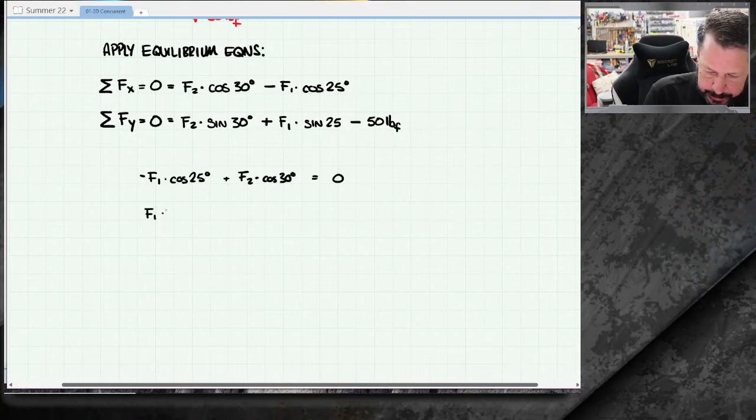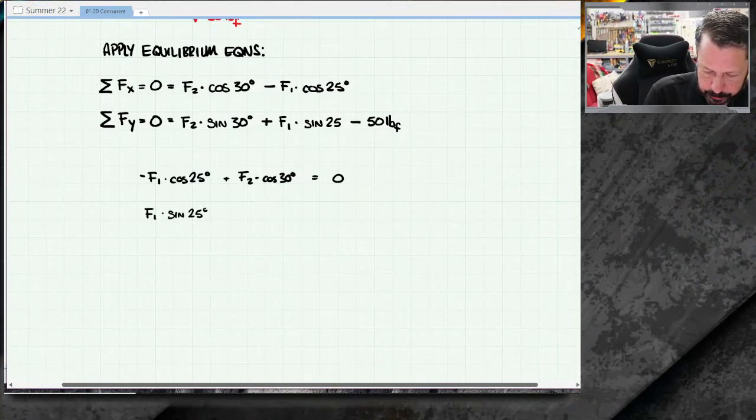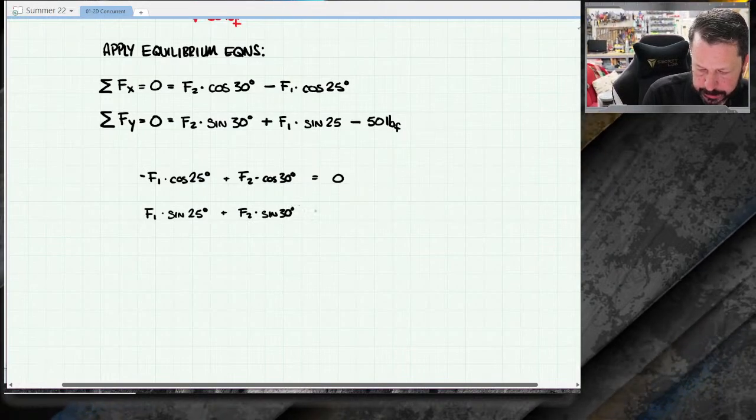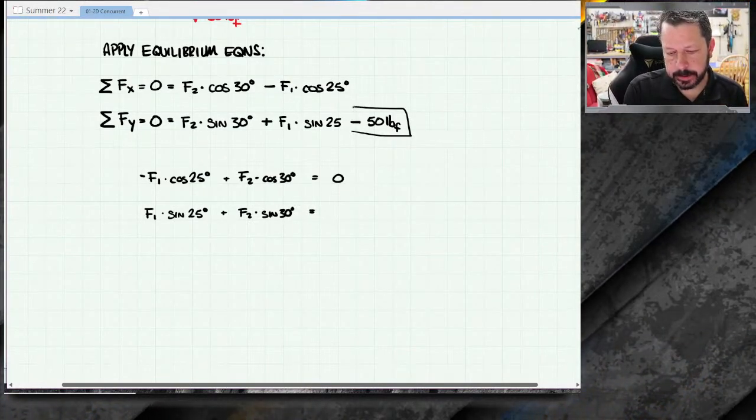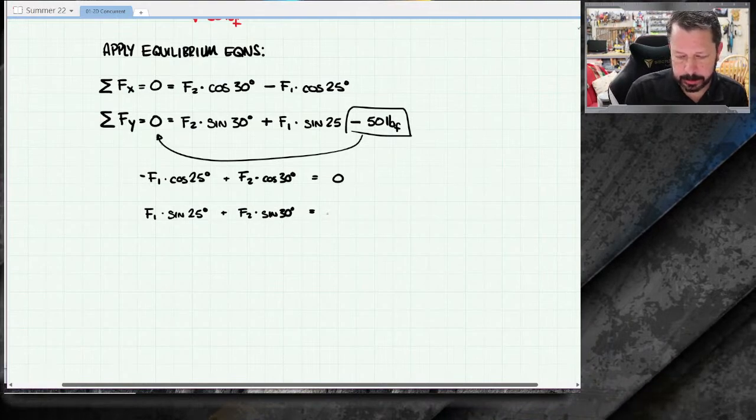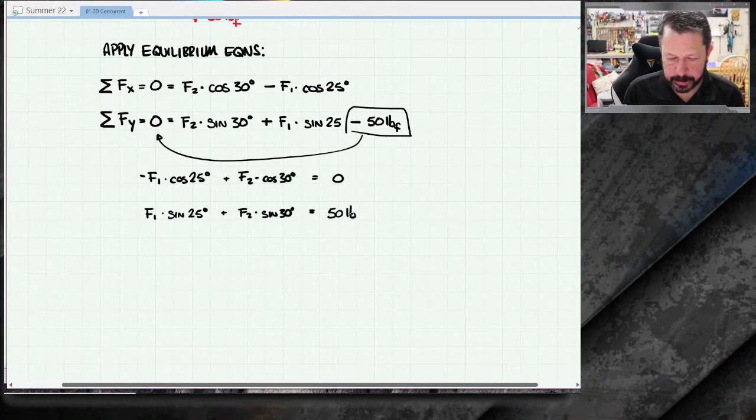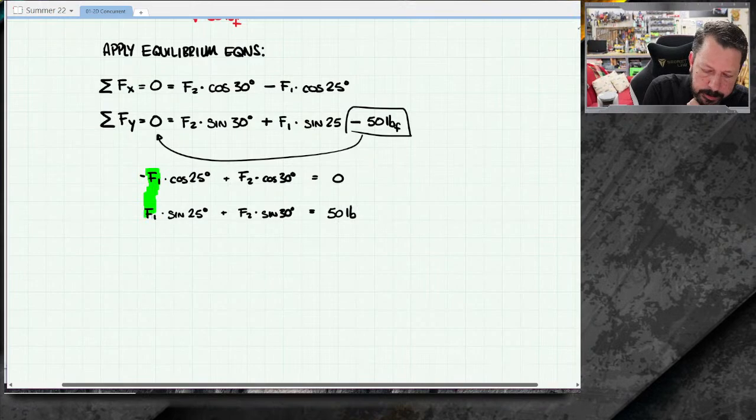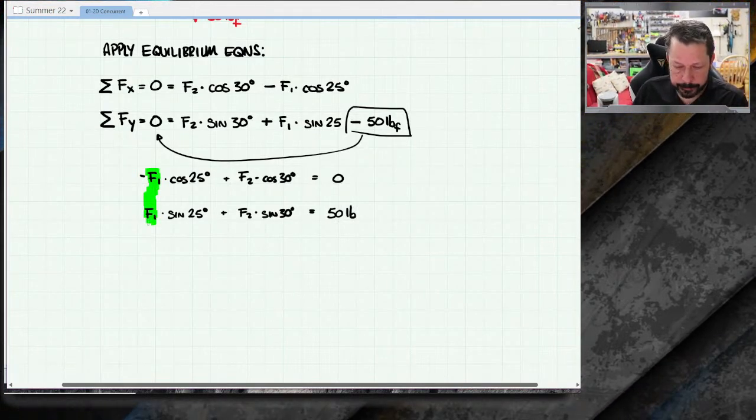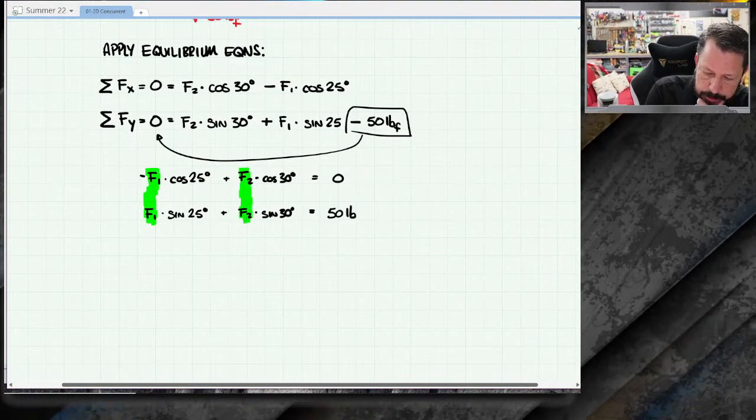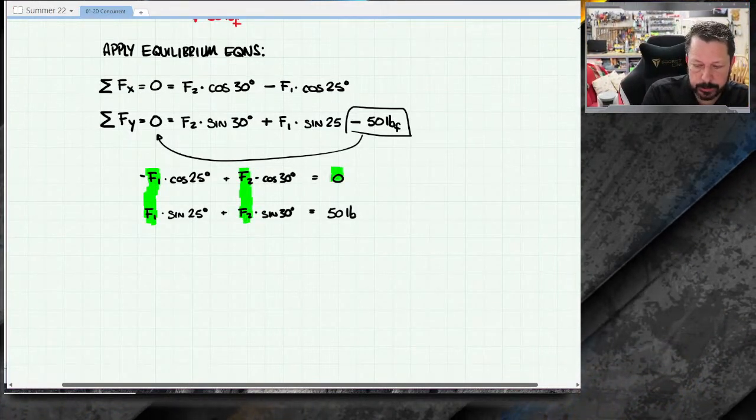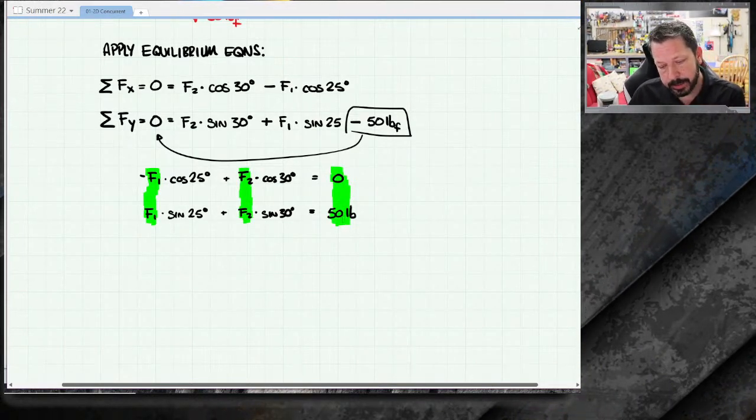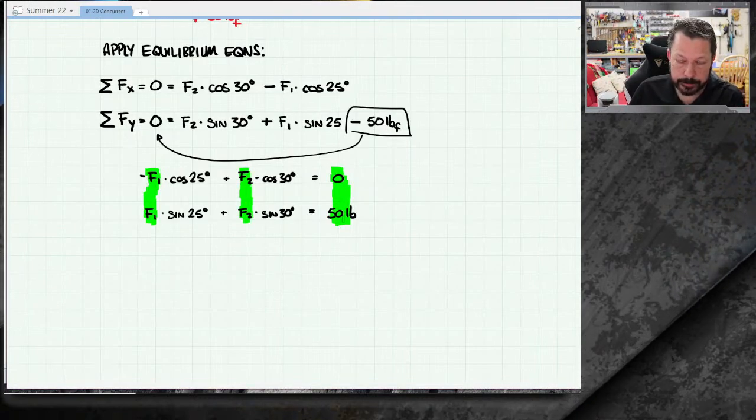Positive F1 times sine of 25 degrees plus F2 times sine of 30 degrees equals... I'm going to take that negative 50 here and move it to the other side of the equal sign, so it's actually 50 pounds. And what I've got when I arrange it this way is I've got a couple of things going on. I've got all the F1 variables lined up in a column. I've got all the F2 variables lined up in a column. And I've got all the residuals, all the numbers that aren't variables. They're just numbers. I got them lined up in a column, and that column is on the other side of the equal sign from all the variable stuff.